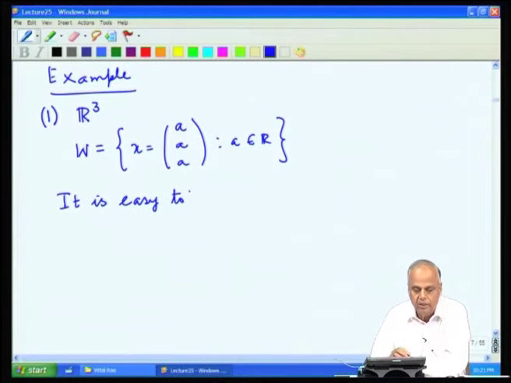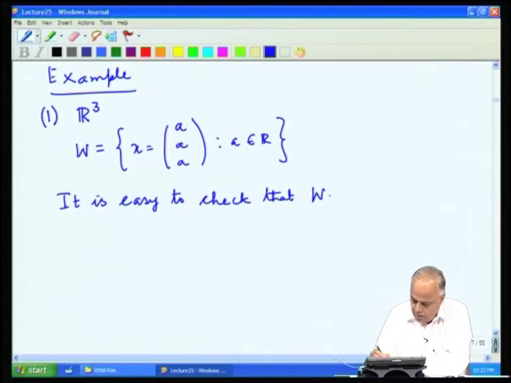We know how to check whether it is a subspace. We have to see it is non-empty, we have to check whether it is closed under addition, whether it is closed under scalar multiplication. All these are easy things, we have done these before. So, it is easy to check that W is indeed a subspace of R K.